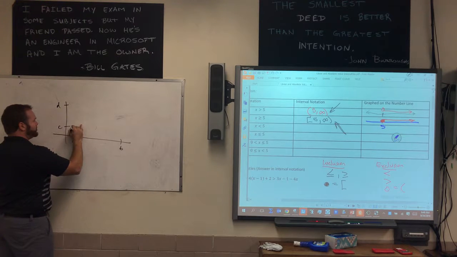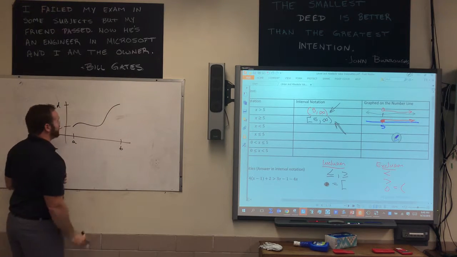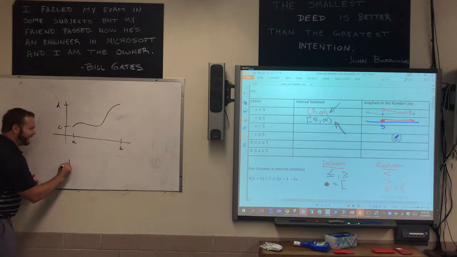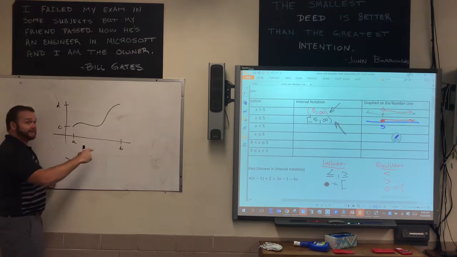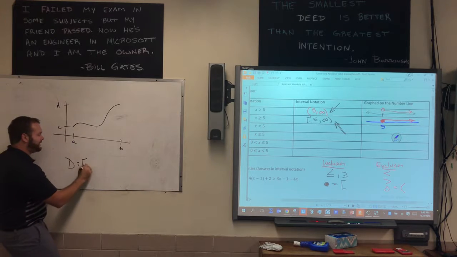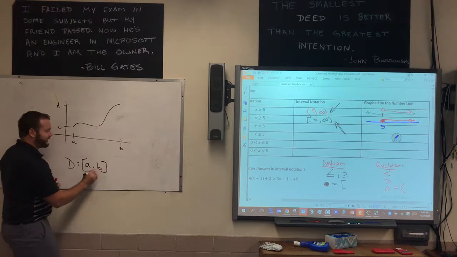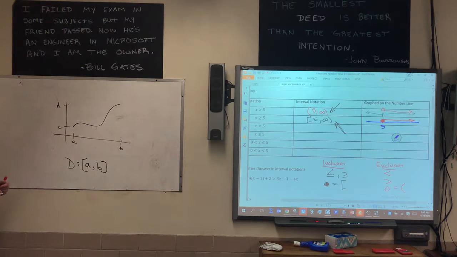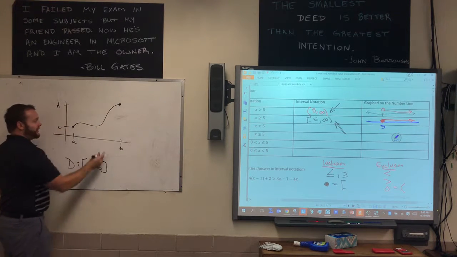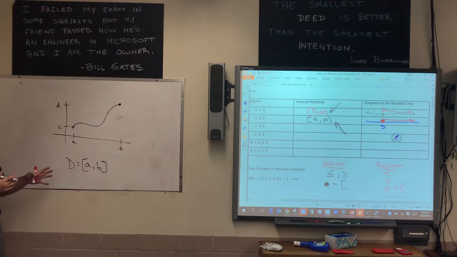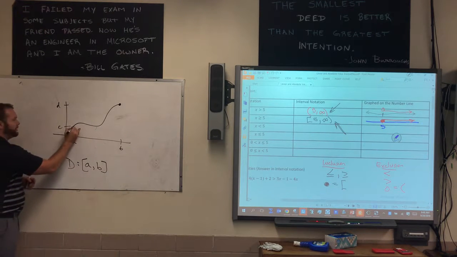If I were to draw maybe a curve like that, the domain is going to be written in interval notation between A and B. Does that kind of make sense? Now if I had an open dot there, and maybe a closed one there, that would change whether I use brackets or parentheses, correct? Does that make sense? I'll just make them both closed here.